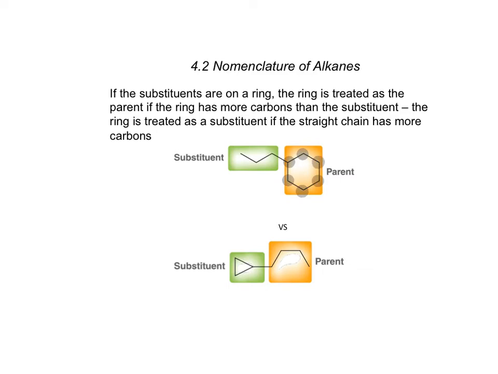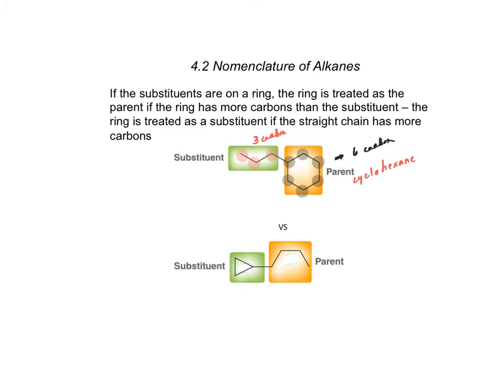So our ring has 6 carbons, and then it has a substituent off of it. That substituent only has 3 carbons, 1, 2, 3. So for this one, we would consider this a 6-carbon parent. 6 is hex. This is hexane, and because it's a ring, it's cyclohexane.